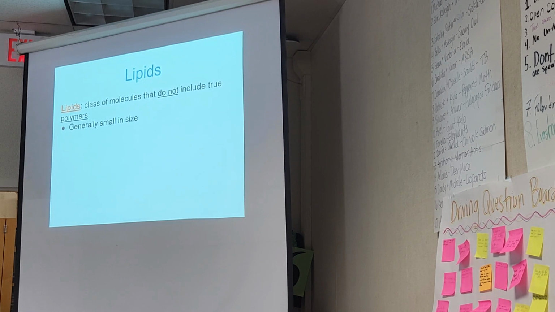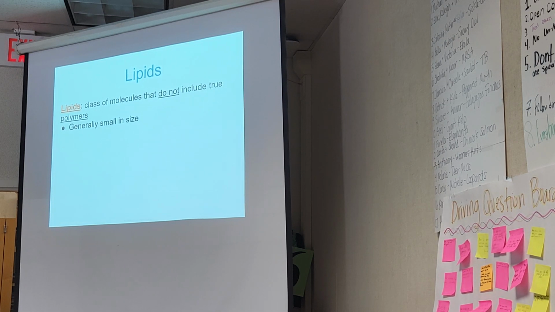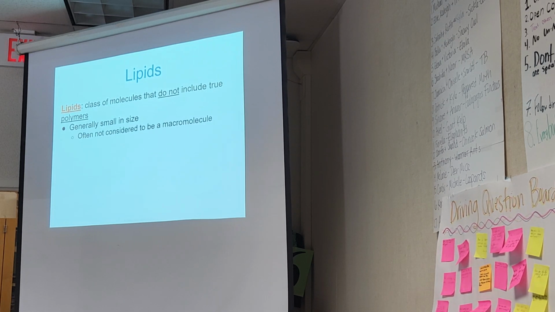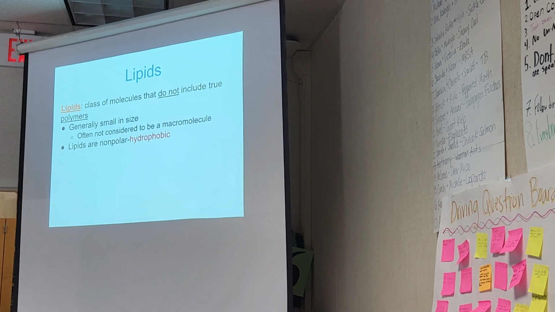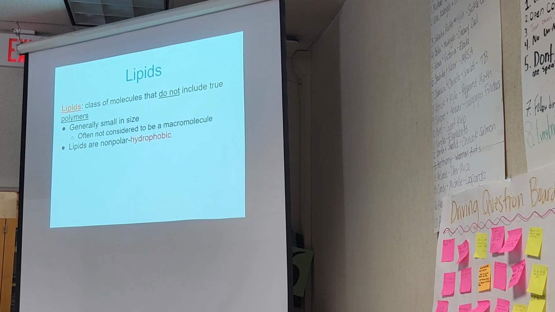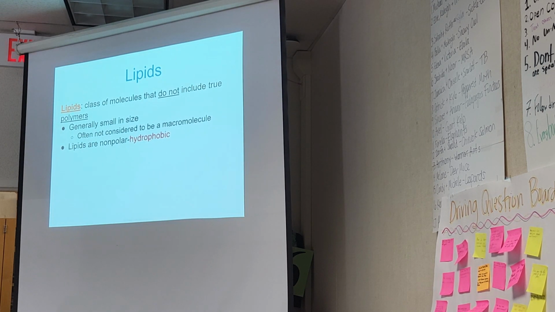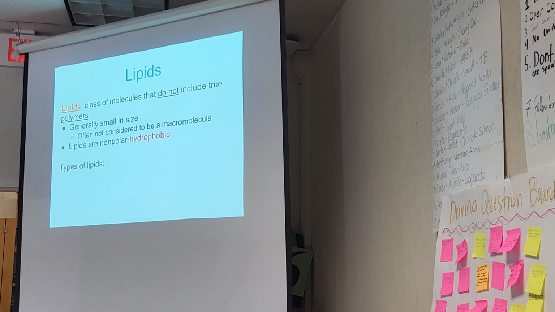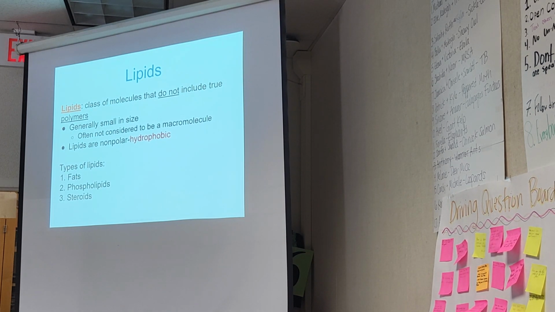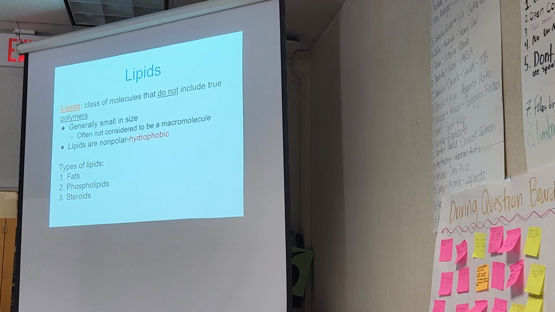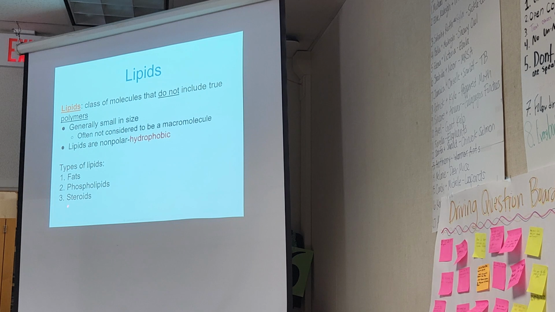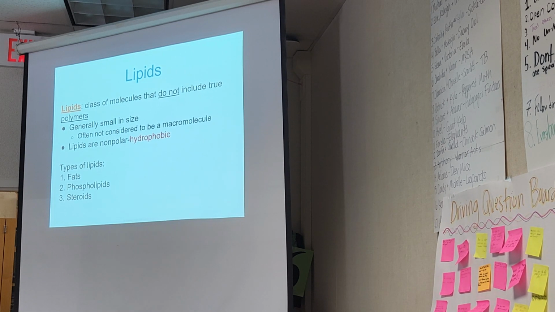Sure, generally small in size. That's relative, though, to what you're talking about, right? Compared to an atom, probably not that small in size. Compared to the Earth, yeah. Often not considered to be a macromolecule. Non-polar. Again, I don't know how many times we mentioned this. If it is non-polar, it doesn't have the charges, so it's hydrophobic. I think we mentioned this the other day, though, right? The types of lipids: the fats, steroids, and phospholipids.